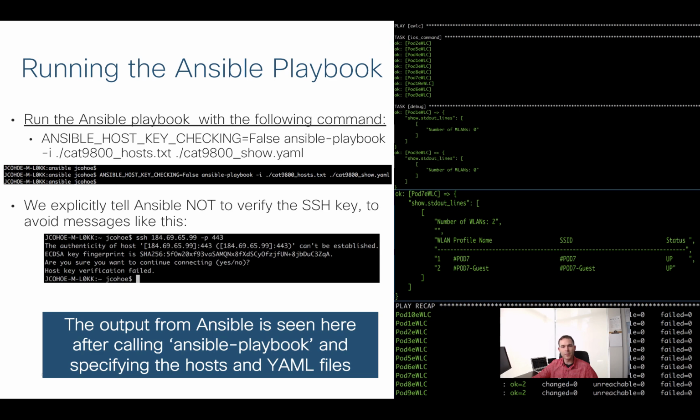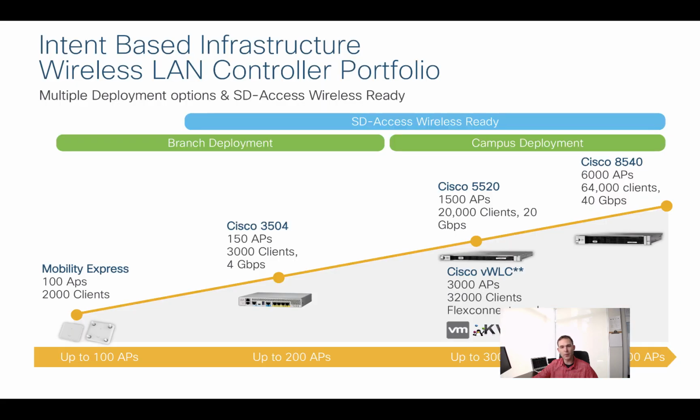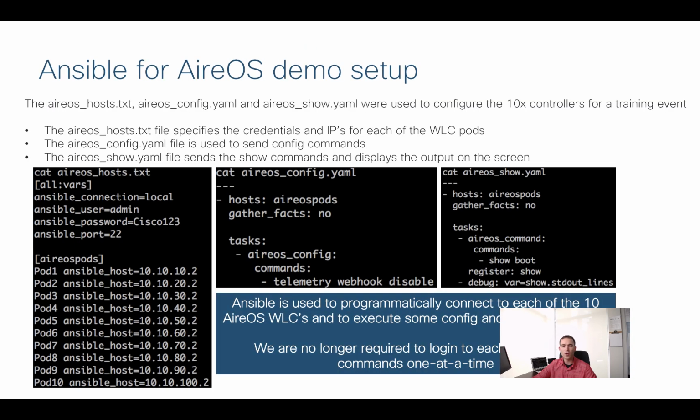Okay, so we've ran the playbook against the cat9800 and have the results as expected. Let's carry this example on to see how we can interface Ansible with the AireOS wireless controllers. So these are the current wireless LAN controllers that are running AireOS, starting from Mobility Express, the 3504, the 5520, and the 8540, depending on the scale and the number of clients that are needed to be supported in the environment. So very similar to what we had with the Catalyst 9800, same thing with AireOS.